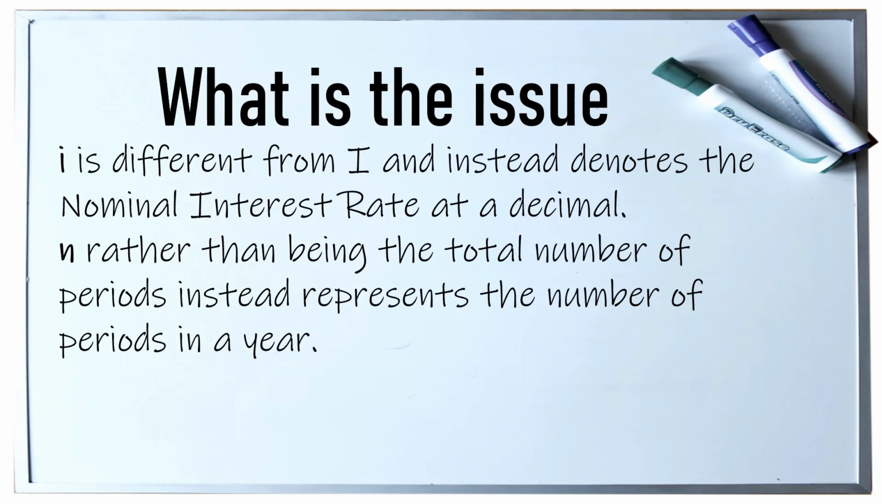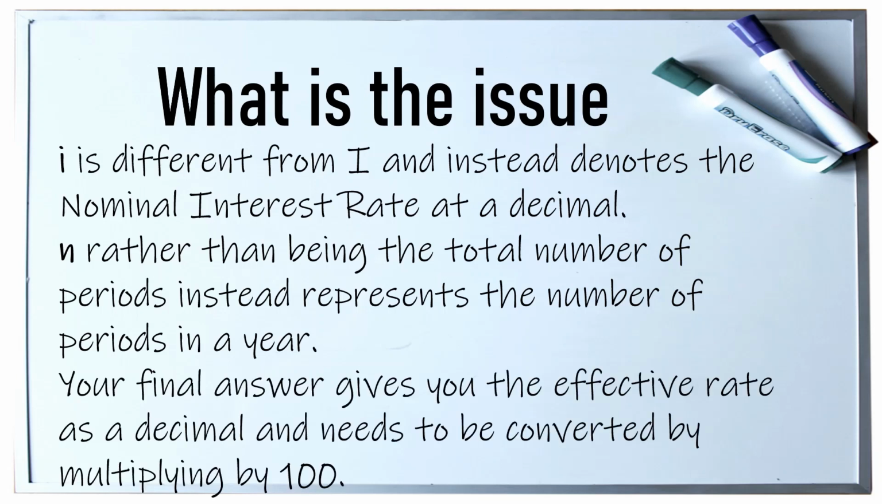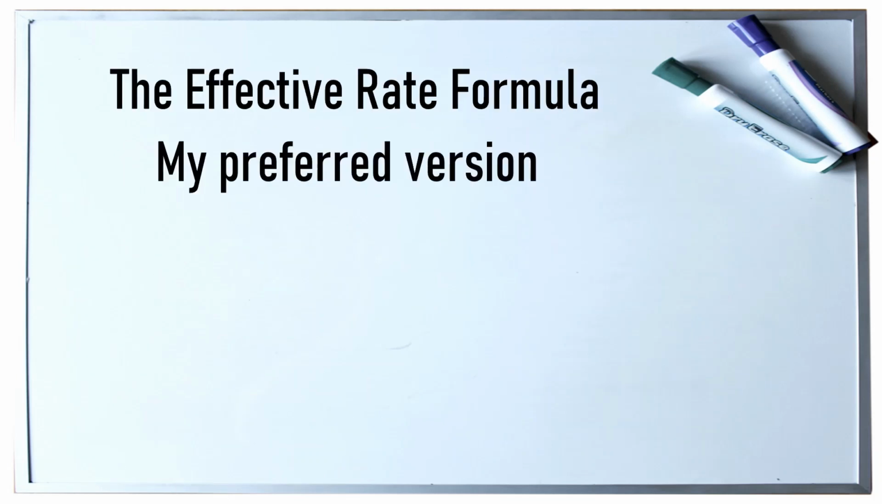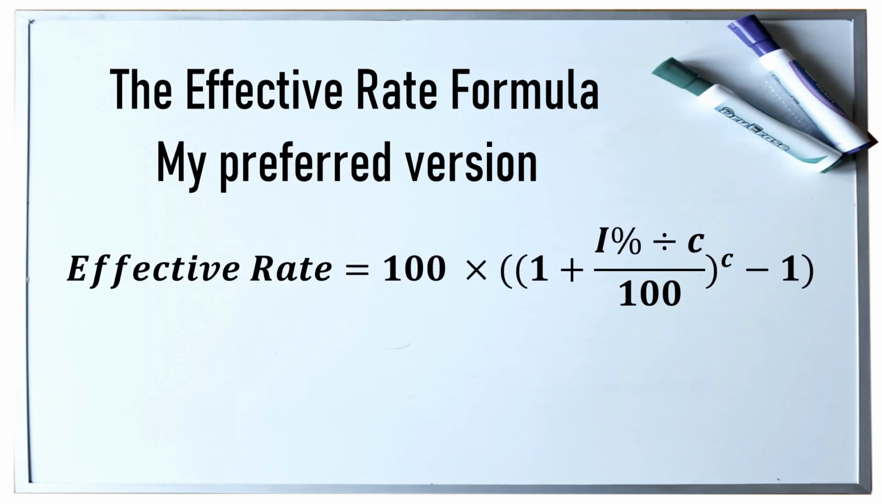n, rather than being the total number of periods, as it is in most formulas, here it represents how often the interest is calculated per year. Your total answer at the end gives you the effective rate as a decimal, and you need to convert it by multiplying by 100 to get it as a percentage. My preferred way of expressing the effective rate formula is this. It may not look as elegant, but all we need to do is plug in the values. We don't need to do any other converting.